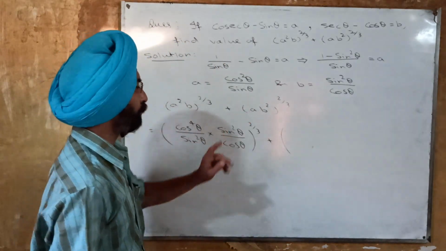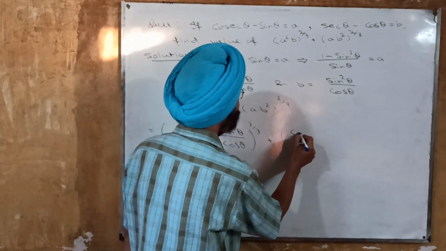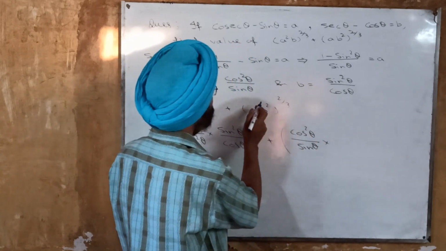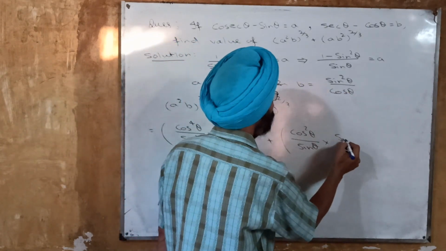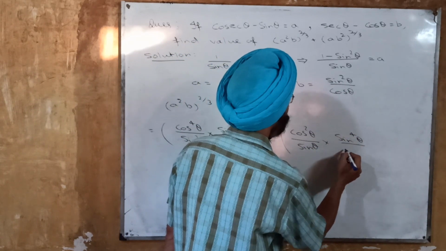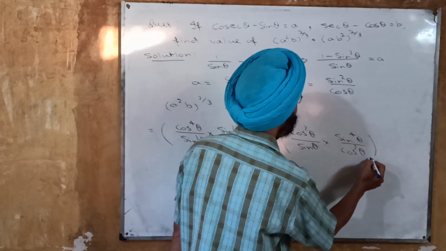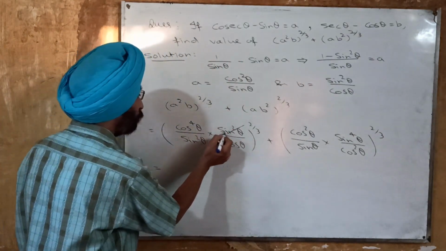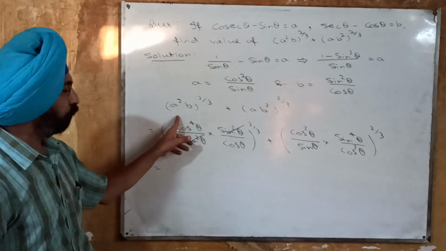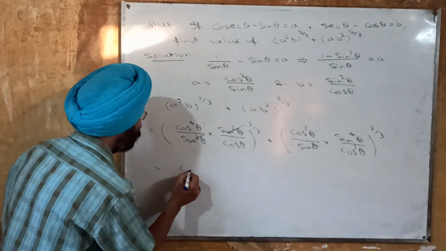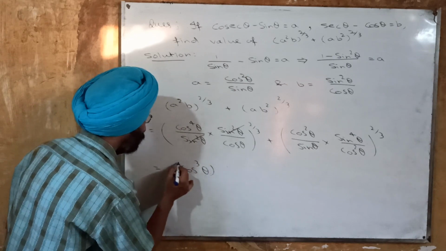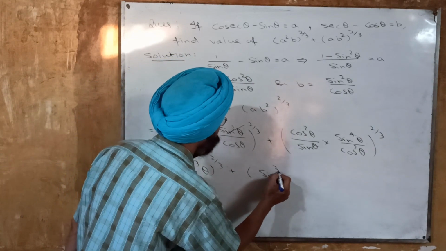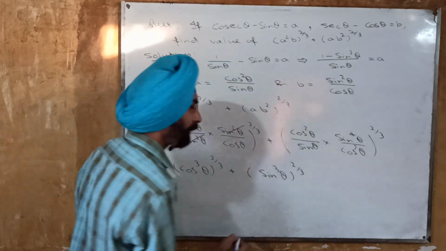Similarly, in the second expression, first it is A. A is cos square theta upon sin theta into B square. B square is sin power 4 theta upon cos square theta, and then raised to the power 2 by 3. What you are going to get now? This sin square theta will be cancelled. Cos power 4 theta over cos theta is cos cube theta raised to the power 2 by 3. Similarly, the second bracket will be sin cube theta raised to the power 2 by 3.